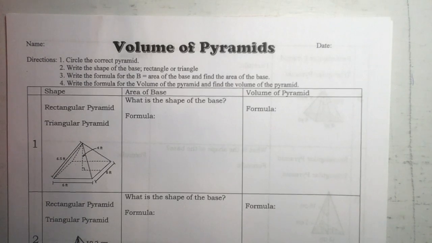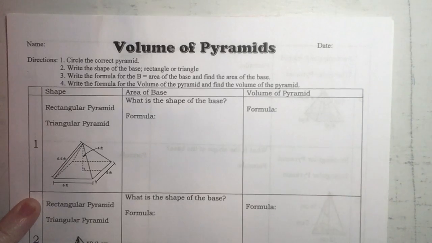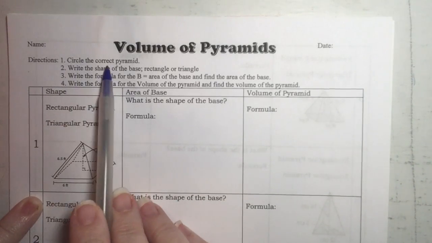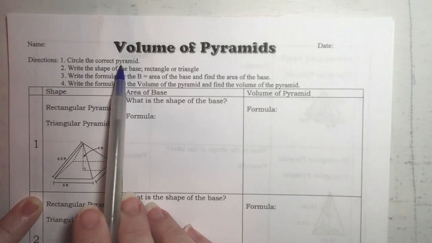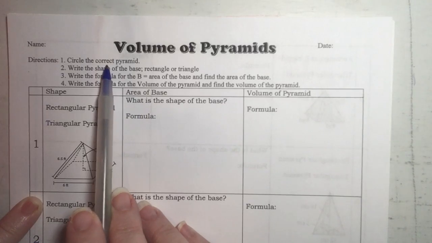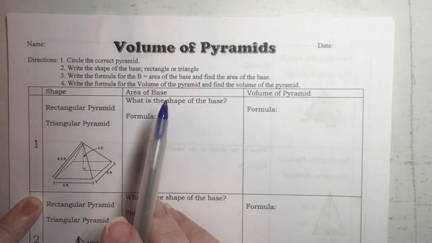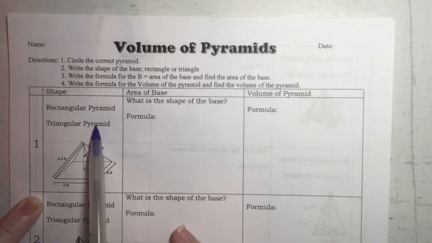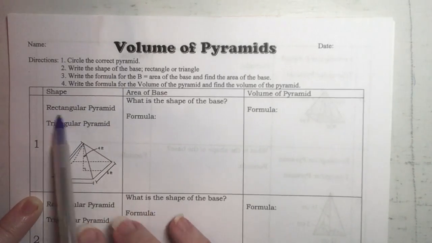Okay, so now we're going to practice finding the volume of some pyramids. The first thing that we need to do whenever we're looking for the volume is identify the shape correctly. What kind of pyramid is it? Is it a square pyramid, a rectangular pyramid, a triangular pyramid? And then we're going to circle the name of the kind of pyramid it is.